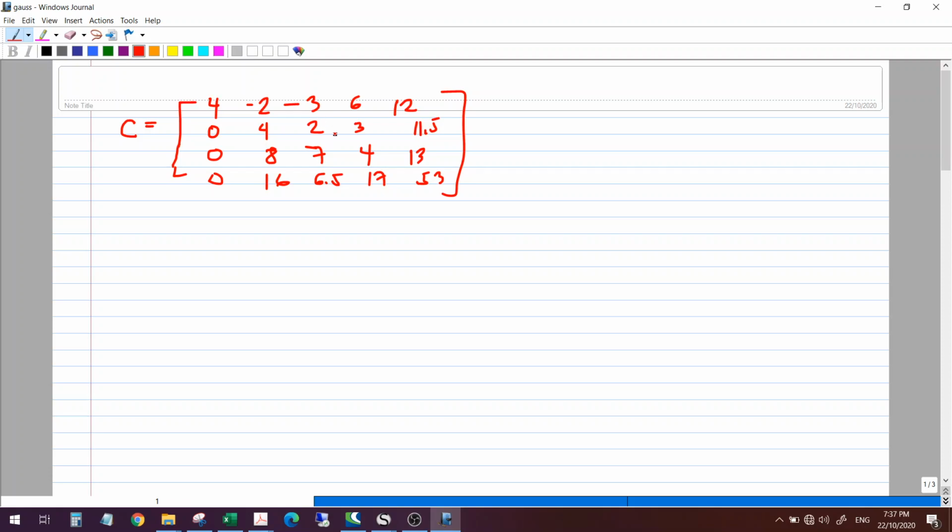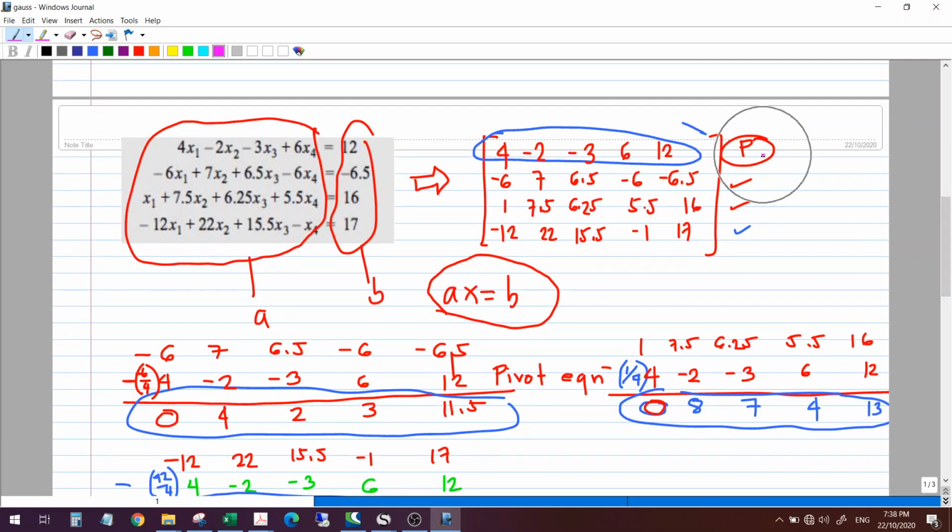Okay. Now our goal is to make this element here 0. This second diagonal here. Oh, sorry. Second element here. Now earlier our pivot equation is the first row. Now our pivot equation now is this one. This is now our pivot equation. So I'll make this pink. So this is now our pivot equation. Okay? Because earlier our pivot equation is the first row.